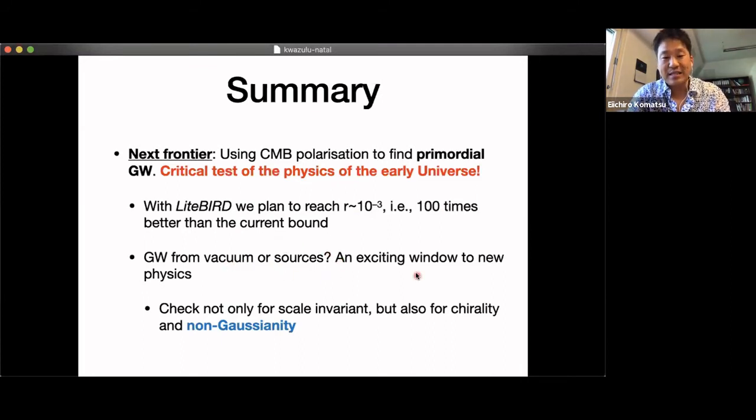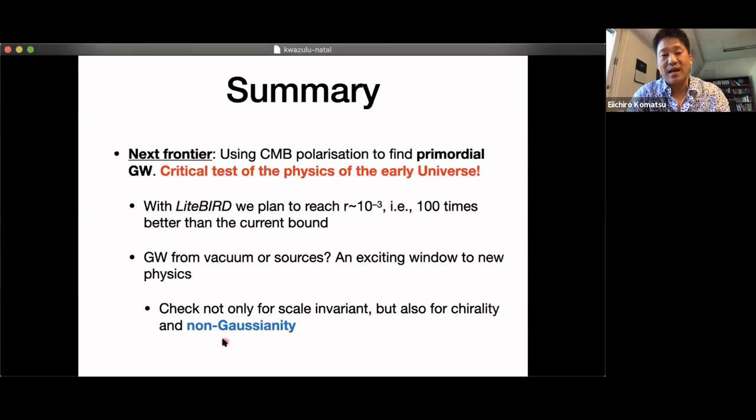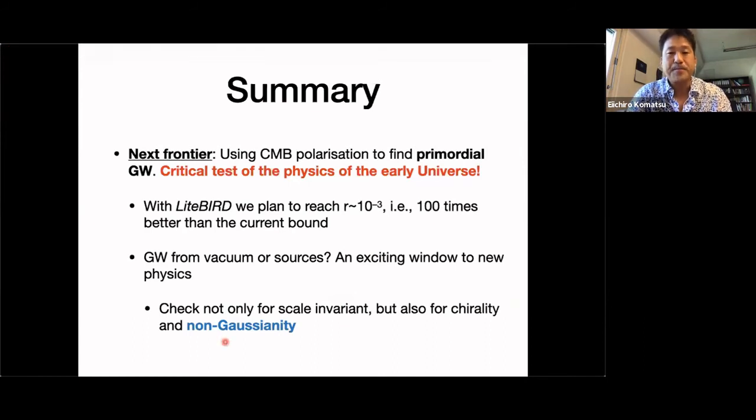This is very exciting. And then to enable this distinction, we have to not only look for scale invariance of the spectrum, but also parity violation, or chirality. Is that gravitational wave circularly polarized or not? And also non-Gaussianity. And this will open up new research into the early universe. So I'll stop here. Thank you very much.